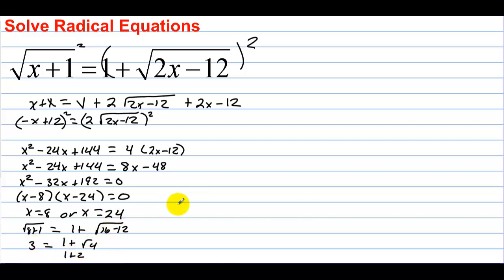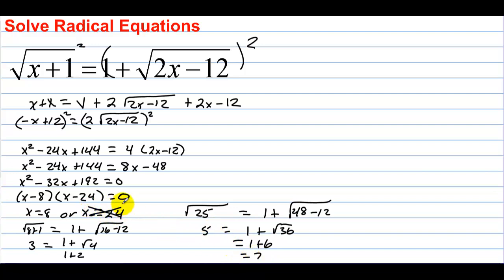3 equals 3. But look what happens when we check 24. We get the square root of 25 is equal to 1 plus the square root of 48 minus 12. And that's going to be 5 is equal to 1 plus the square root of 36, which is 1 plus 6, which is 7. 5 does not equal 7. So 24 is a bad answer. It's an extraneous answer. It's an extra answer.